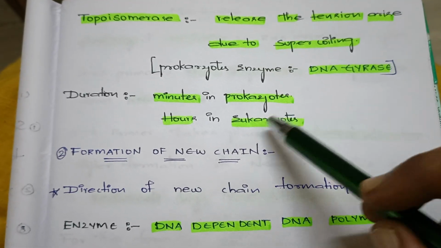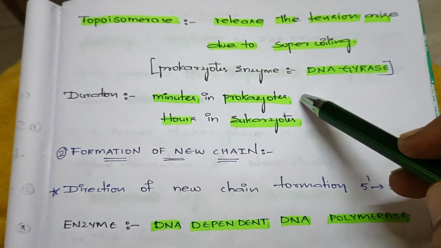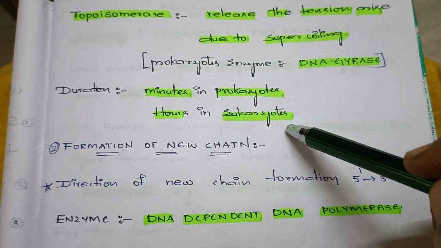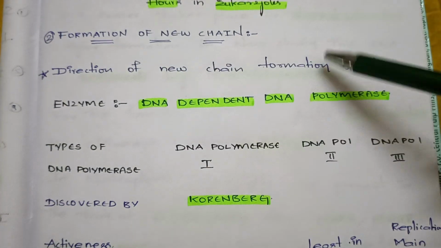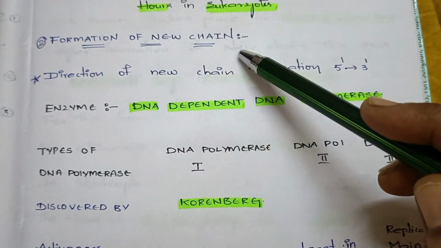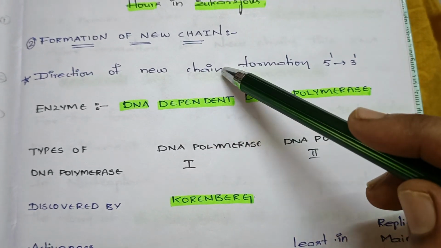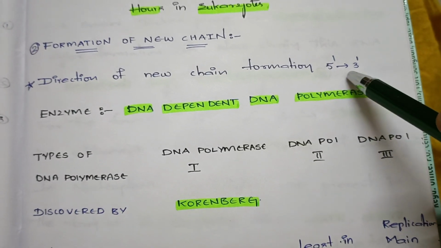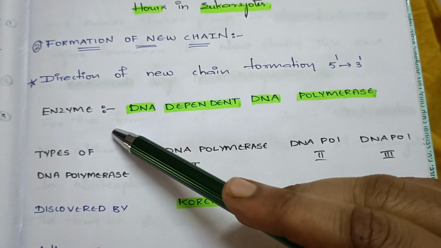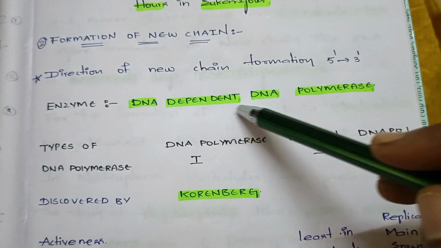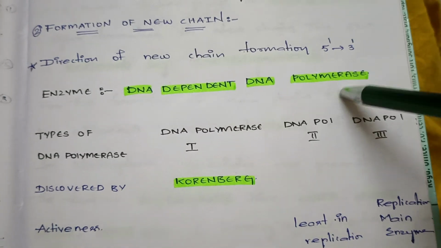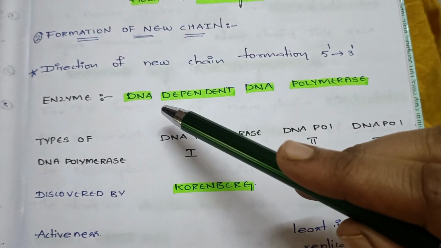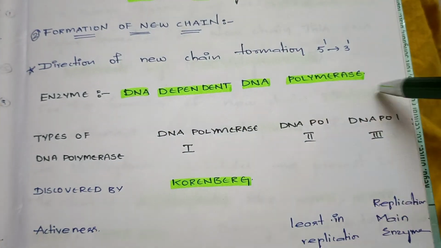What is the duration? Within a minute, prokaryotic replication will be completed. Within hours, eukaryotic replication will be completed. And the second step is formation of the new chain. The new chain is formed in the 5' to 3' direction. Which enzyme is useful? DNA dependent DNA polymerase enzyme is useful for formation of the new chain or new strand.